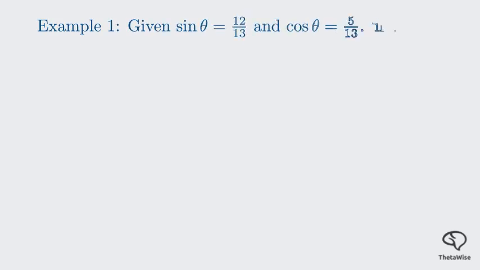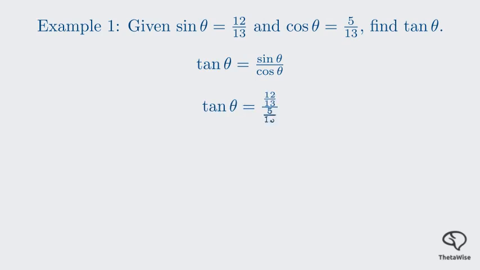Suppose we are given that sine theta is 12 over 13 and cosine theta is 5 over 13, and we need to find tangent theta. We'll use our quotient identity for tangent. We write tan theta equals sin theta divided by cos theta. Now let's substitute the given values. We have 12 over 13, all divided by 5 over 13.